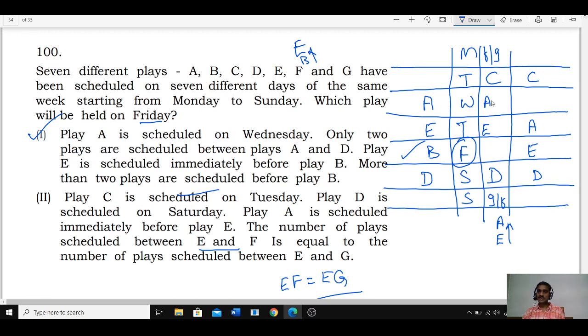Hence what is left over here? B is left over. We are getting the answer. అవునా కదా. ఈ లెక్క ప్రకారం మనకి B వస్తుంది.